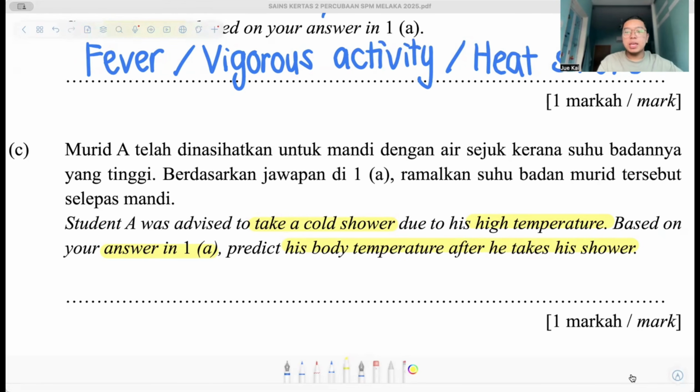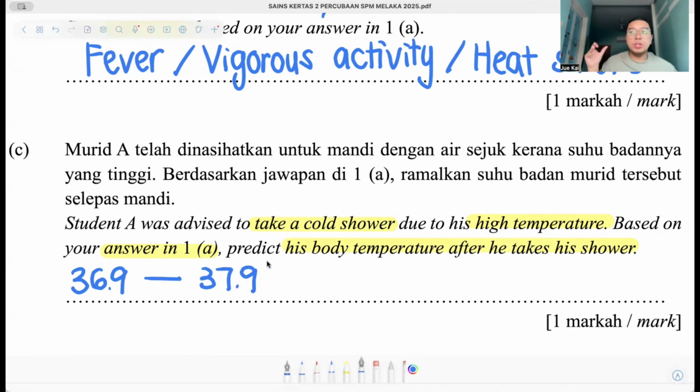How about the others? Faster, give me a random number. Okay, so I think it's clear. Many numbers I saw. So actually, your answer, you write 36.9, accept or not accept? You write 37.0, accept or not accept? You want to write until 37.9, accept or not accept? Because you shower, you don't know your body temperature exactly. So you write 36.9 to 37.9, then you will get 1 mark.